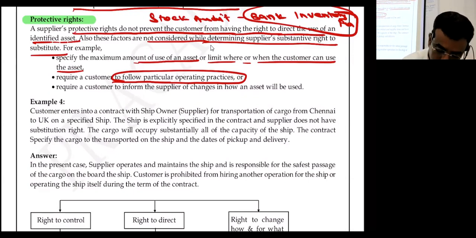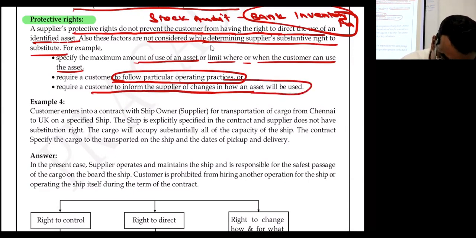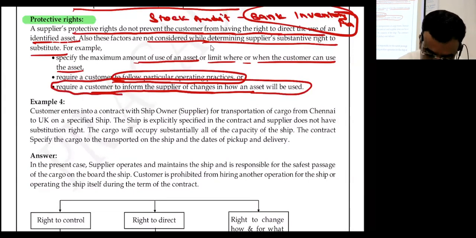No. Require customer to inform the supplier of changes in how an asset will be used. Now the asset is used in this classroom. Yes or no? I'm planning to shift this asset into that classroom. I think that camera has been installed over there.